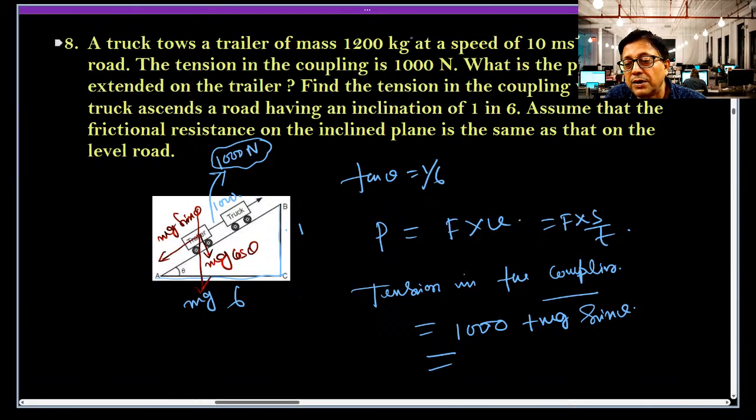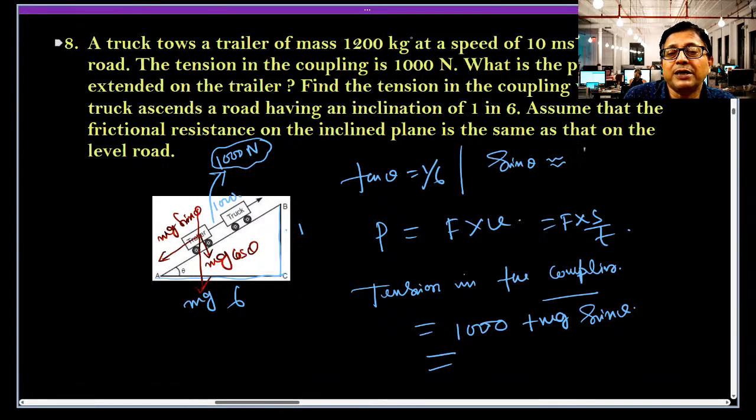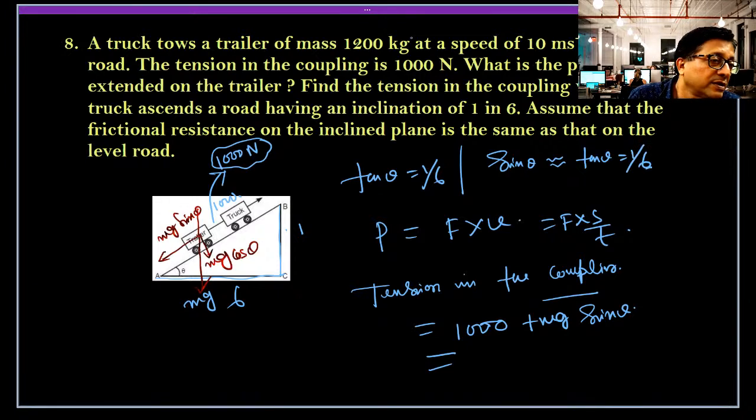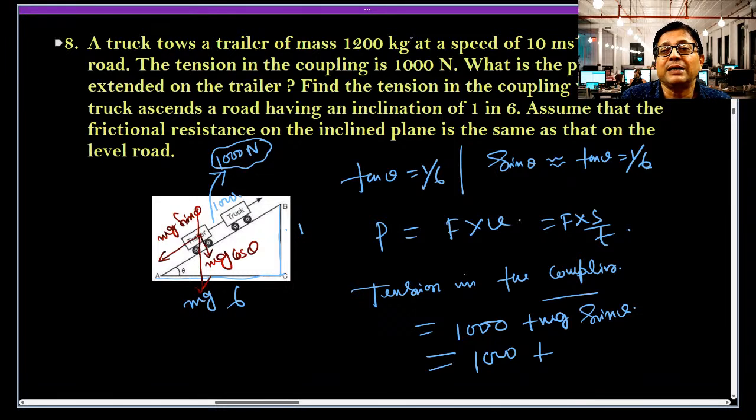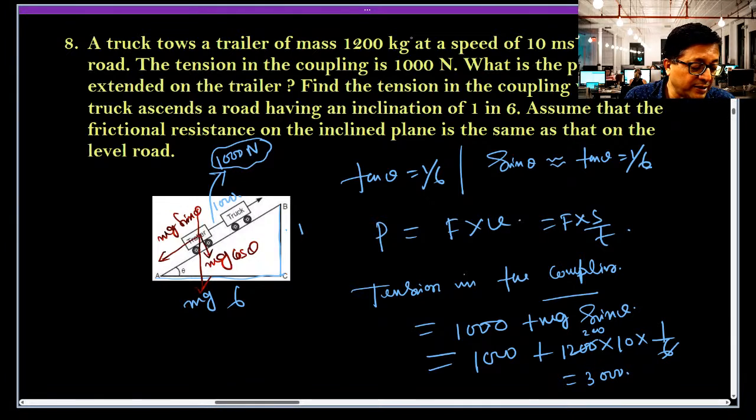But there is a problem. Here they have given tan theta. Putting sin theta will be difficult. I tell you one clue here. Tan theta is 1 by 6, it's a small angle. So you can write sin theta is approximately equal to tan theta, equal to 1 by 6. Put it there. 1000 plus m is how much? 1200 into 10 into 1 by 6. So this is going to be 3000. Please check. This is done. So tension in the coupling will be how much? 3000 Newton. Clear?